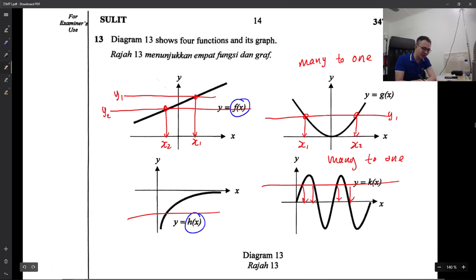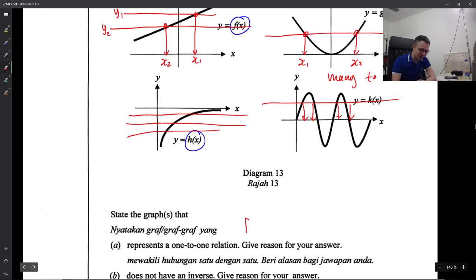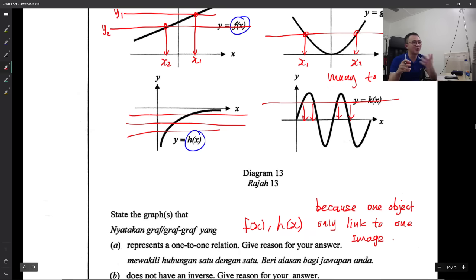Okay, for this one, no matter how I draw my horizontal line, I only touch one x value. So this one is a one-to-one function. So the ones that represent one-to-one are fx and hx, because one object only gives you one image, because one object only links to one image. Yeah, you can write anything you think sounds okay for you, to show that it's a one-to-one function.